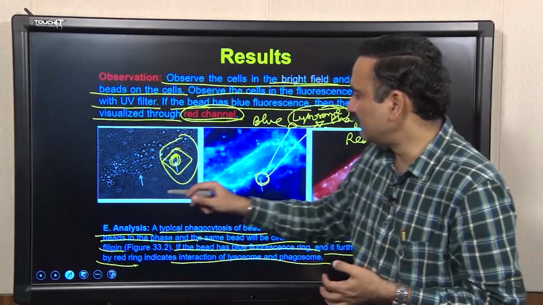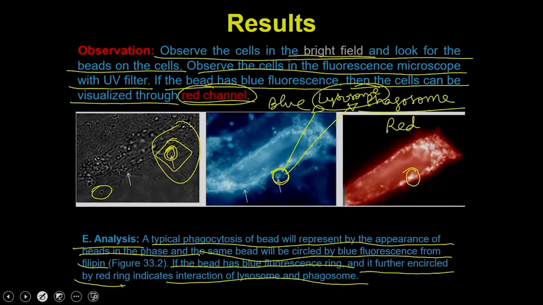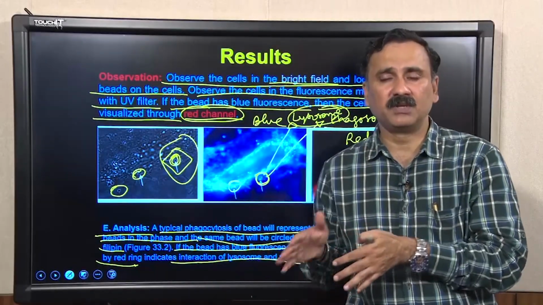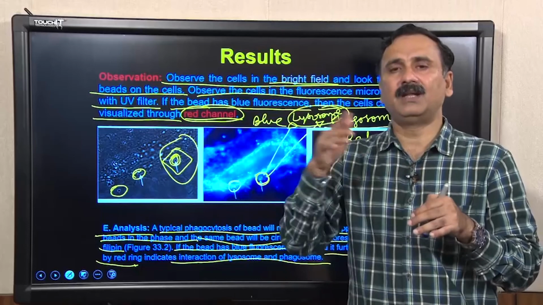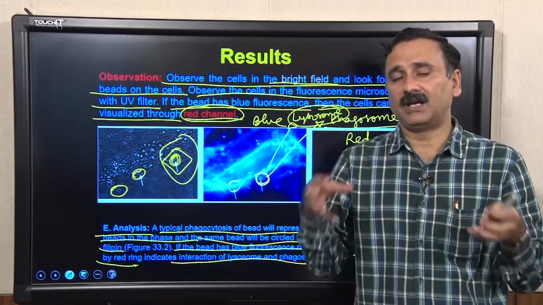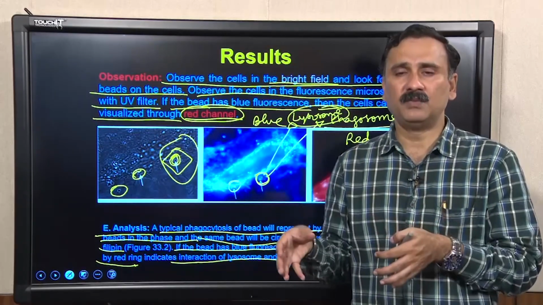You might see that some of the beads, like for example this bead, do not have any phagosomes. For example, in this case you see this is a bead which is actually being internalized and you have a blue fluorescence, but for this particular bead you do not have any signal in the red fluorescence, which means this bead is only forming phagosomes, but these phagosomes are not interacting with the lysosomes.